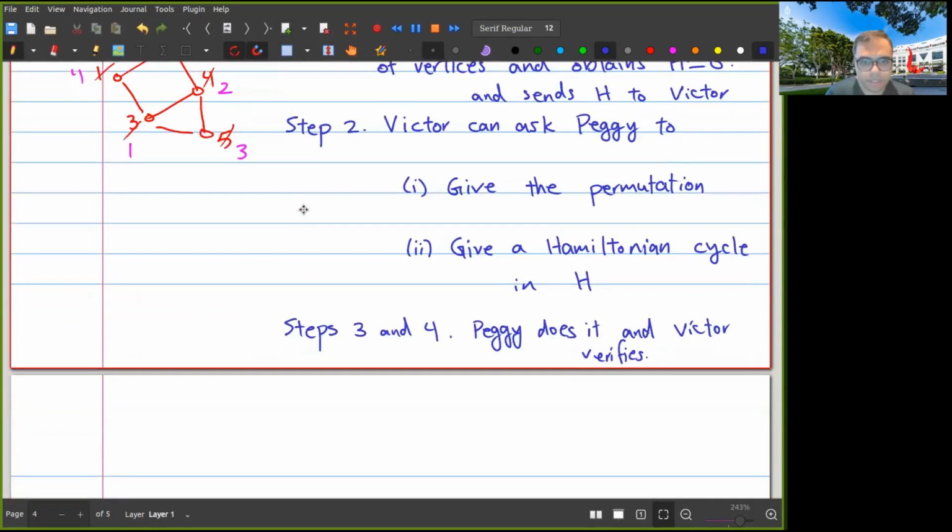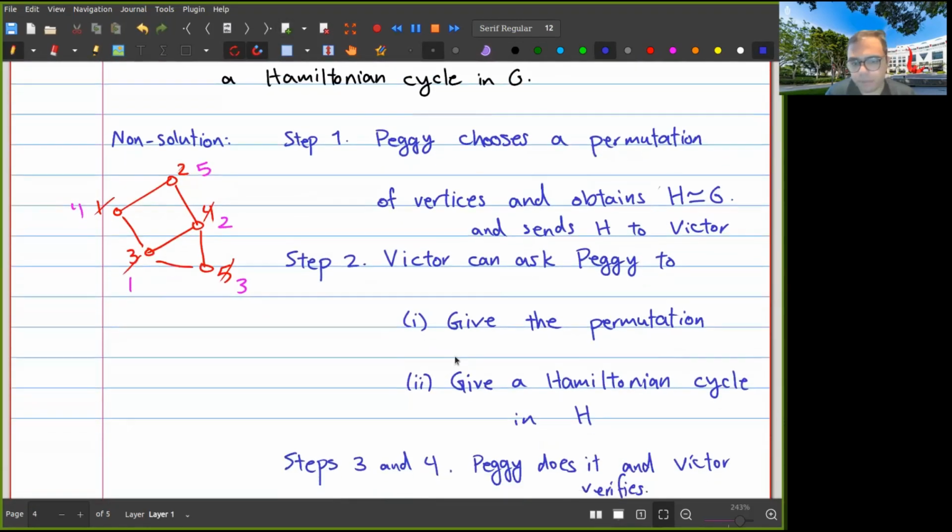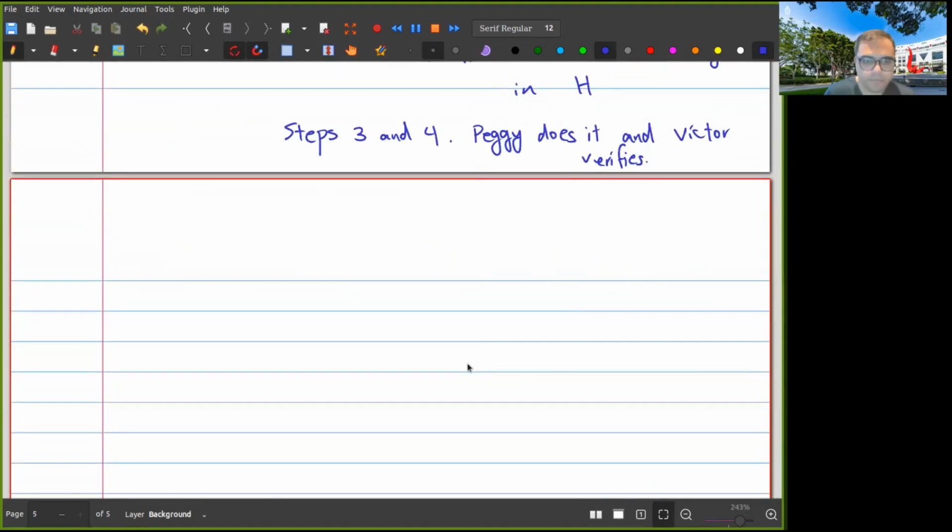So how do I actually make sure that I'm not leaking any information to Victor here? Well, I'm going to use a commitment scheme. So instead of saying that Peggy chooses a permutation and obtains this graph H and sends H to Victor, I'm going to say that Peggy just commits to the graph H. And the way we commit to a graph is very similar to what we've seen before. We can use a hash-based commitment scheme. So this is the actual solution that I want.